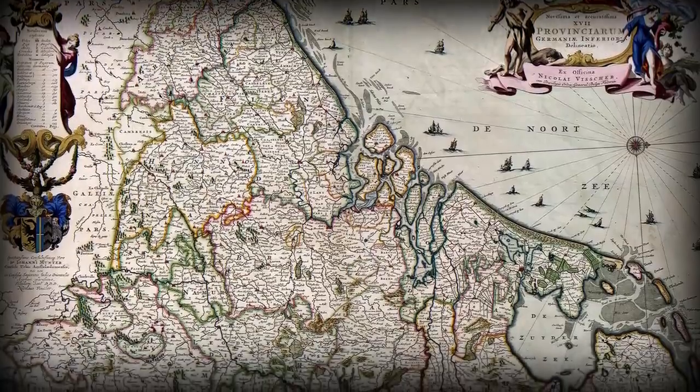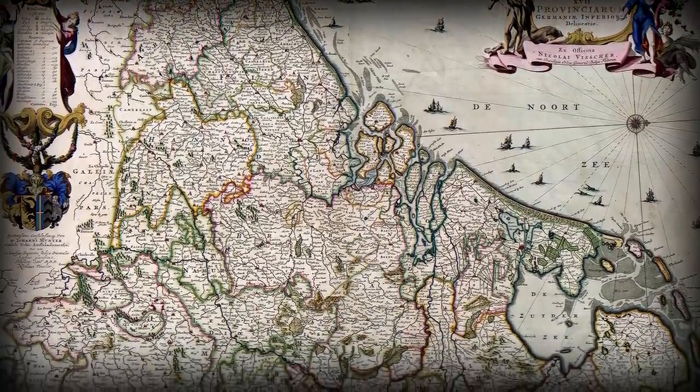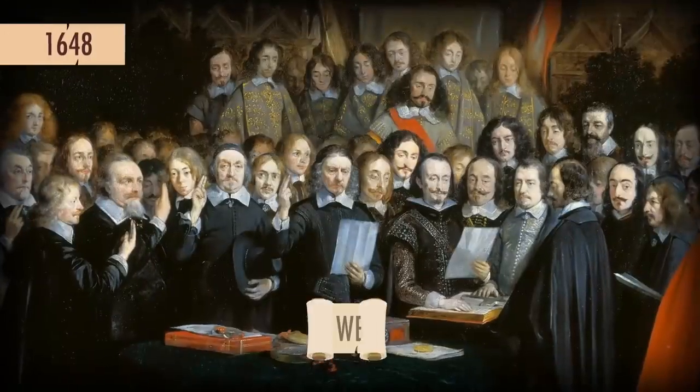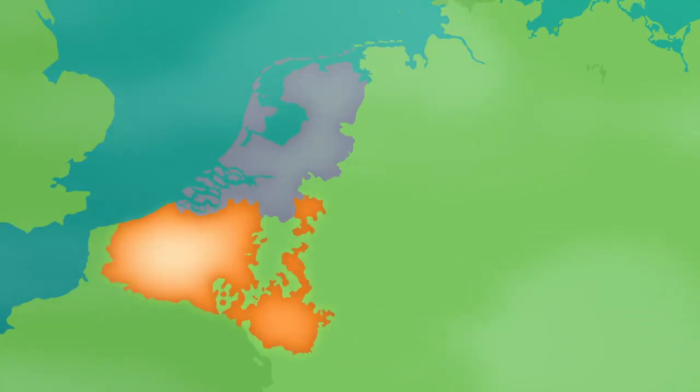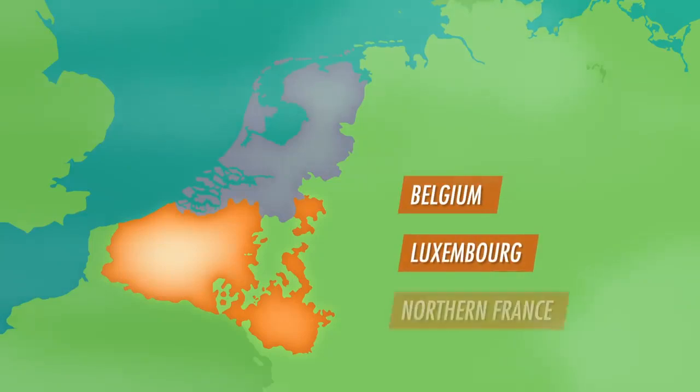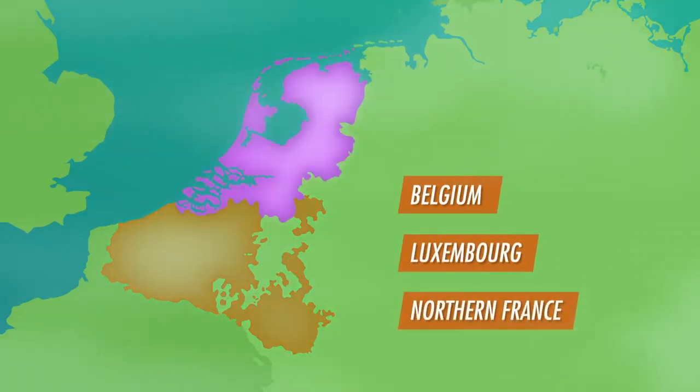But anyway, by the end of the 16th century, the United Provinces of the Low Countries had become functionally independent from Spain, although it wasn't formalized until 1648 with the Treaty of Westphalia. The southern provinces spun off to constitute Belgium, Luxembourg, and parts of northern France, while the 7 northern provinces became the Netherlands.